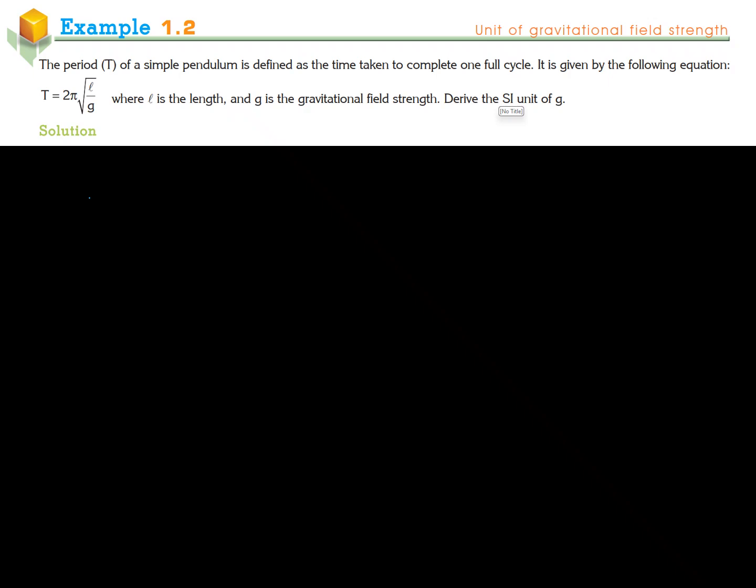Now students, let's analyze this example 1.2. The period of a simple pendulum is defined as the time taken to complete one full cycle. It is given by the following equation: T equals 2 pi square root of L by g, where L is the length and g is the gravitational field strength. So now the question is to find the derived SI unit of g, the gravitational acceleration.